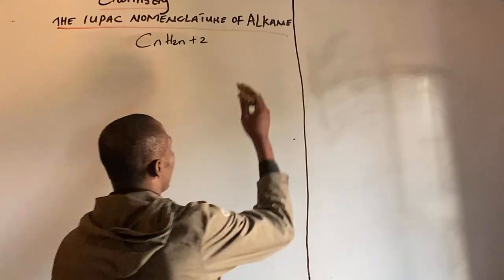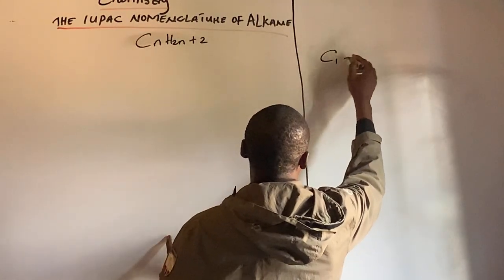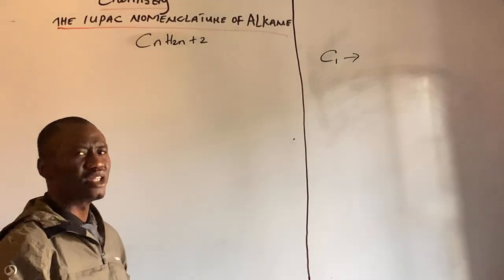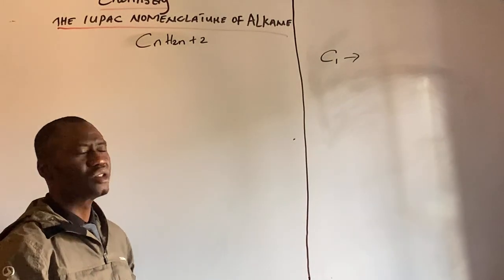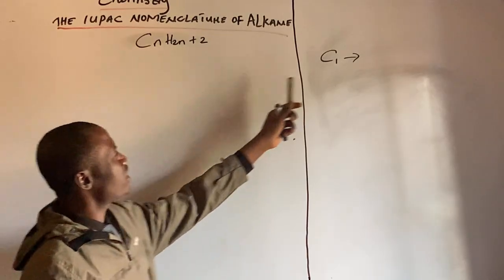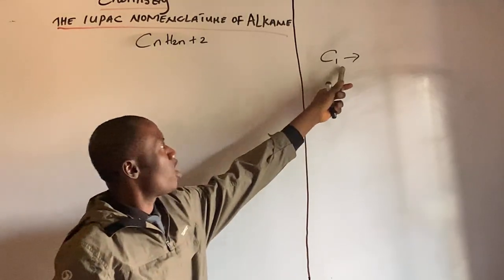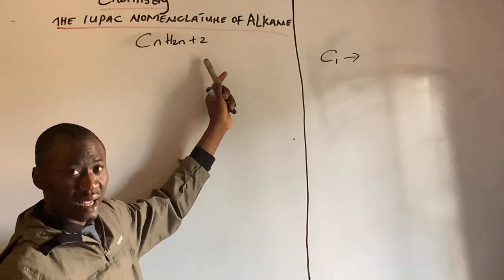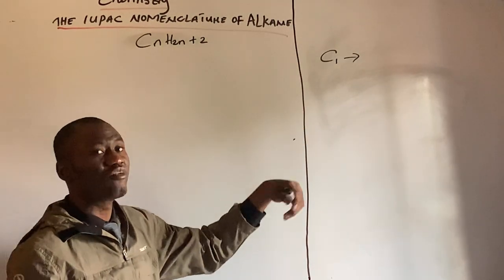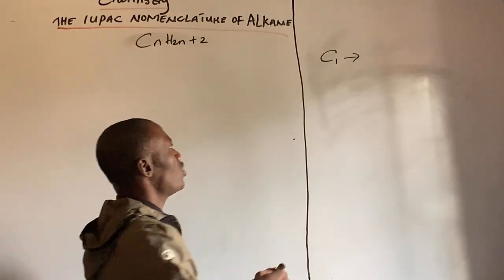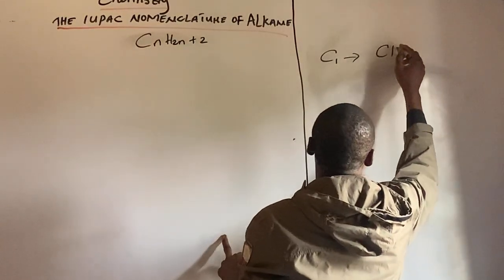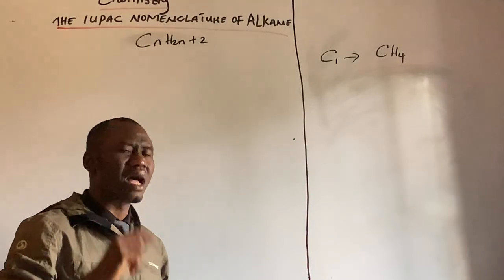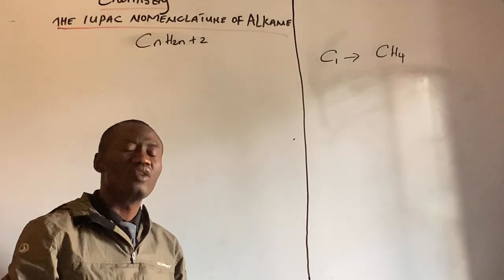Now, if I'm talking about carbon 1, how many hydrogens should it have? Because these are hydrocarbons, carbon and hydrogen. If n, the number of carbon, is 1, we multiply by 2, which is 2 times 1, that gives me 2, then plus 2. That shows we're going to have 4 hydrogen atoms. For every one carbon, we have 4 hydrogens.